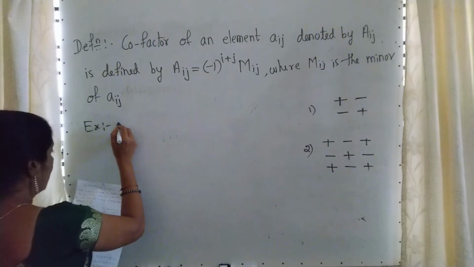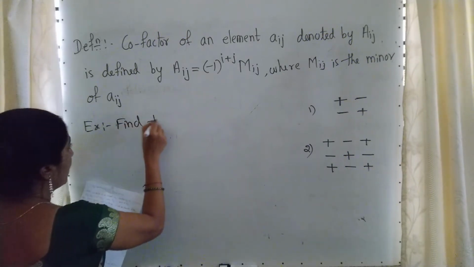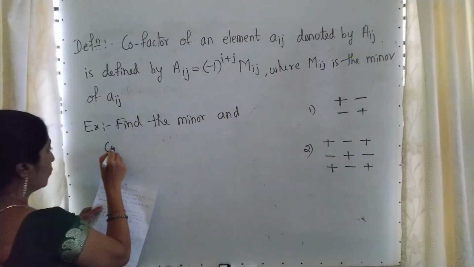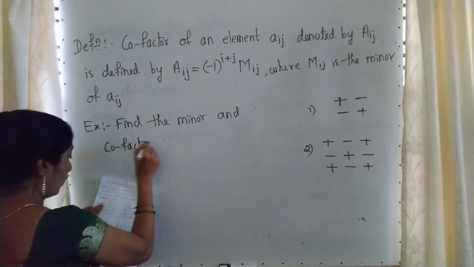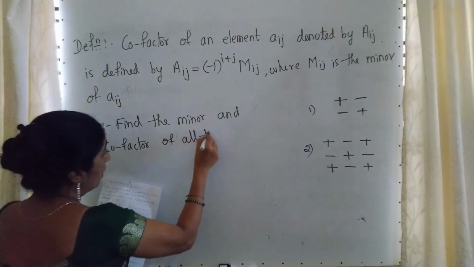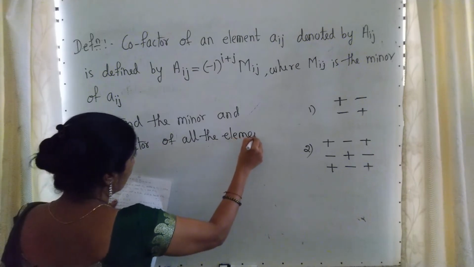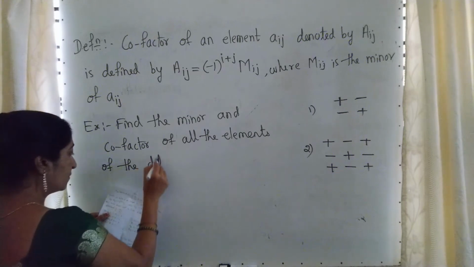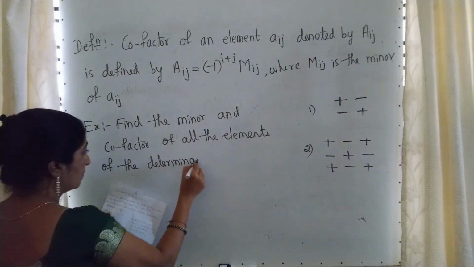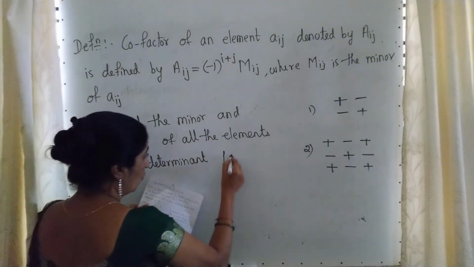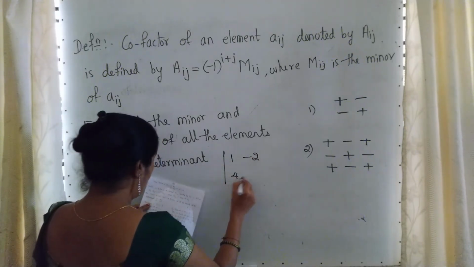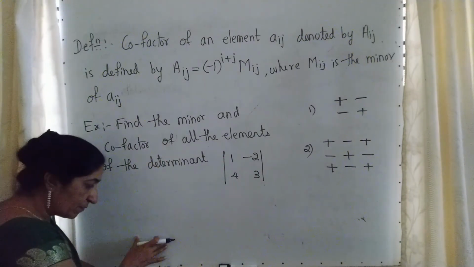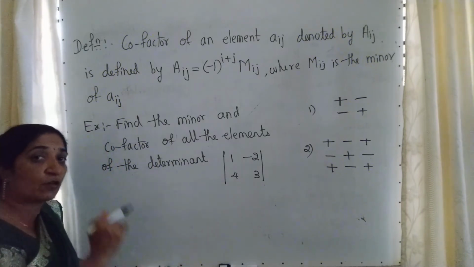Now first example here. Find the minor and cofactor, because you know that they are related with each other. Cofactor of all the elements of the determinant (1, -2, 4, 3). I will give you the important simple concept. On one side you write the minor, exactly opposite write the cofactor of that element.